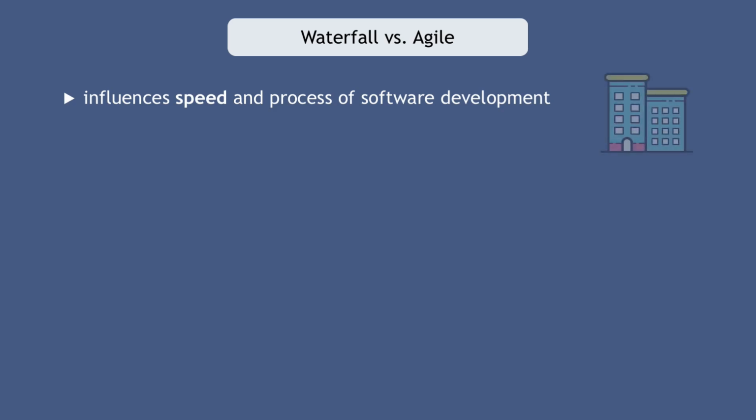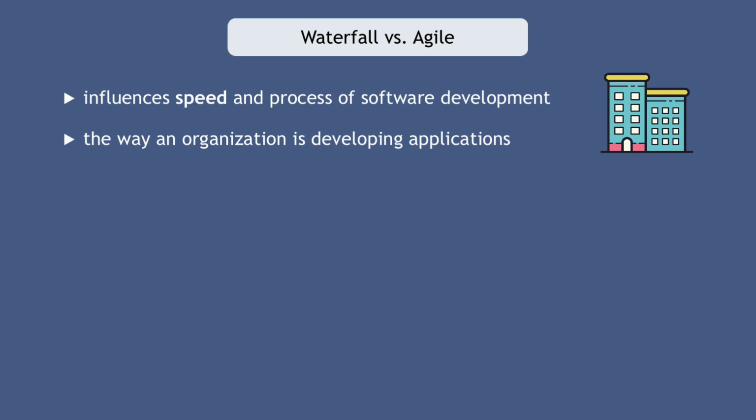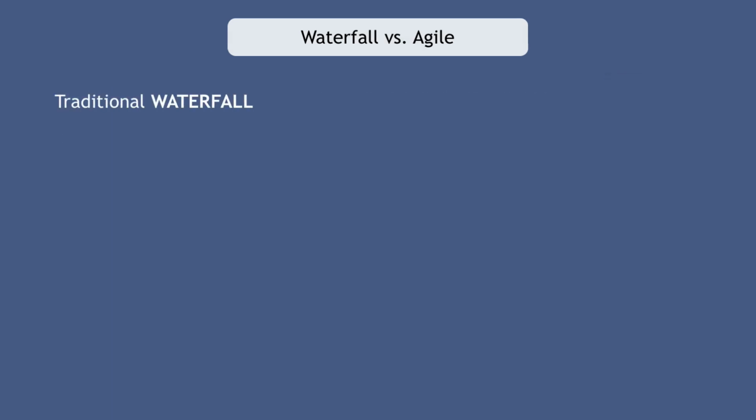Now, one thing that heavily influences the speed and the overall process of how software development and delivery actually happens inside an organization is the methodology or the way that organization is actually developing the applications. What do I mean by that? Traditionally, there was this concept or a methodology of developing software called the waterfall method.